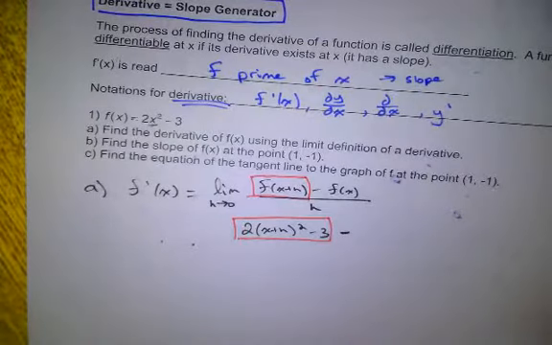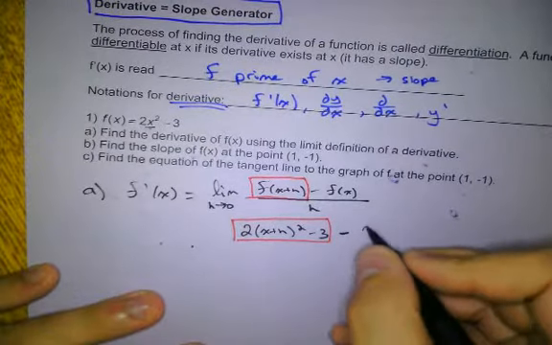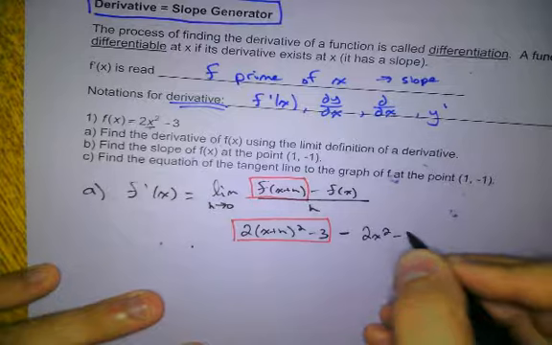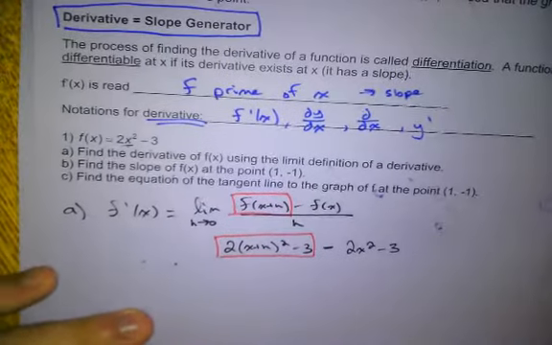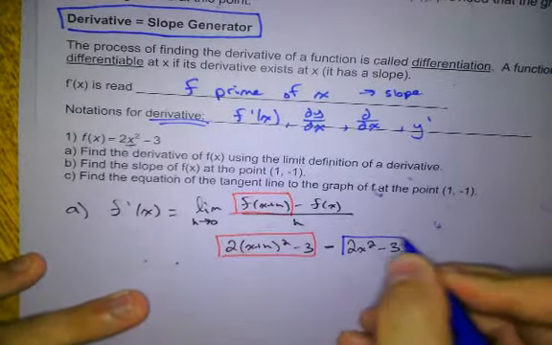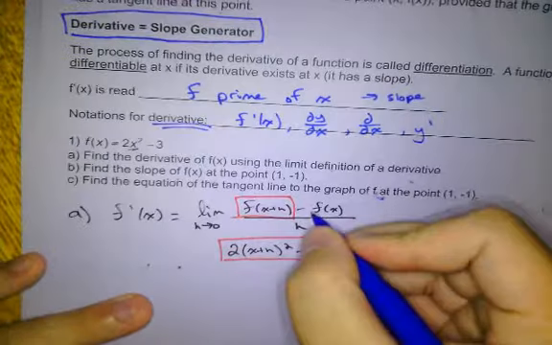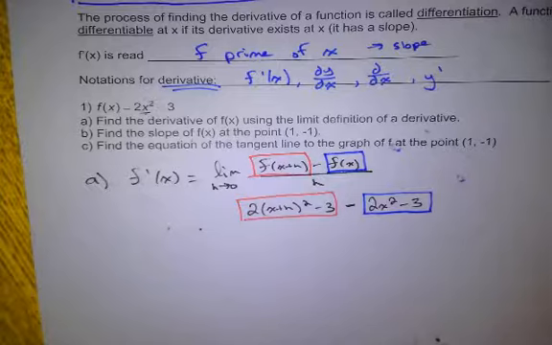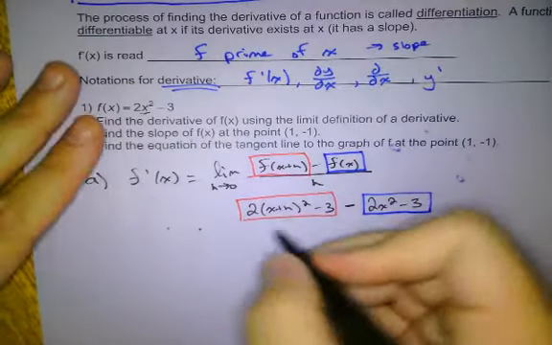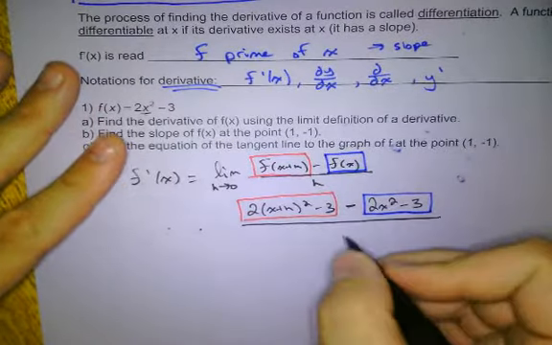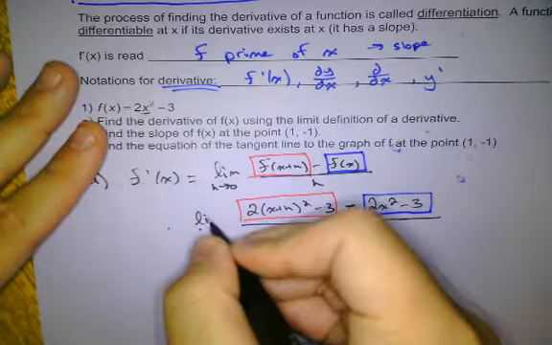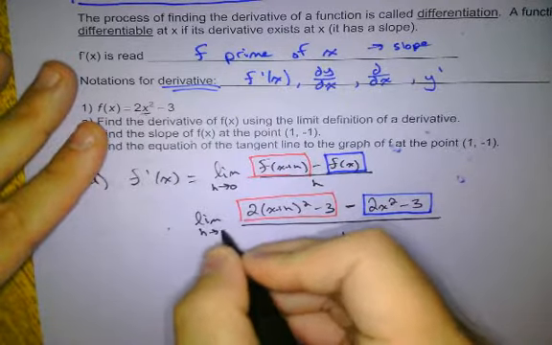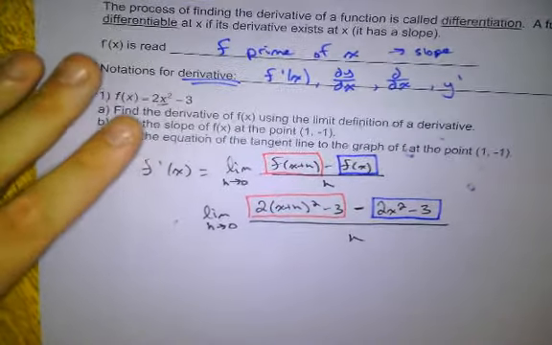Minus, what is f of x? Just 2x squared minus 3. And I'll do that one in blue. So that really came from that right there. All over h. So how many substitutions did I do? Just 2.